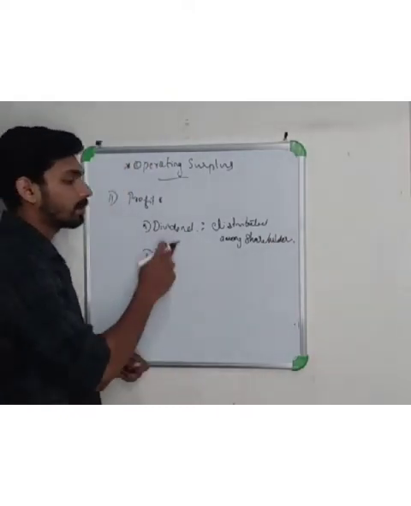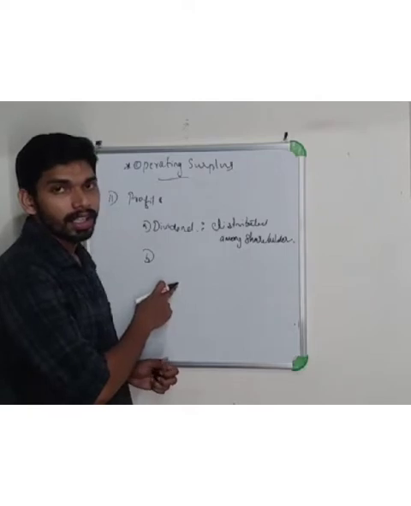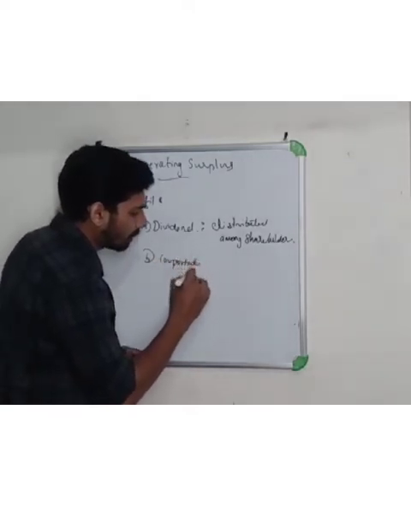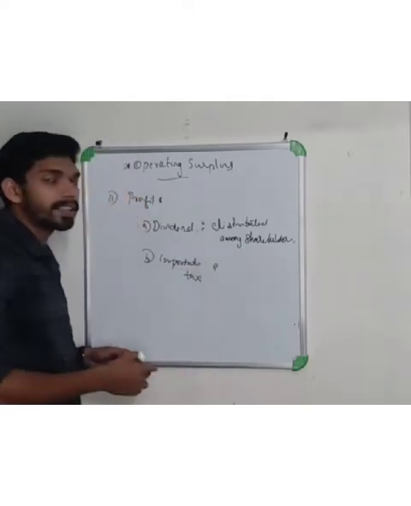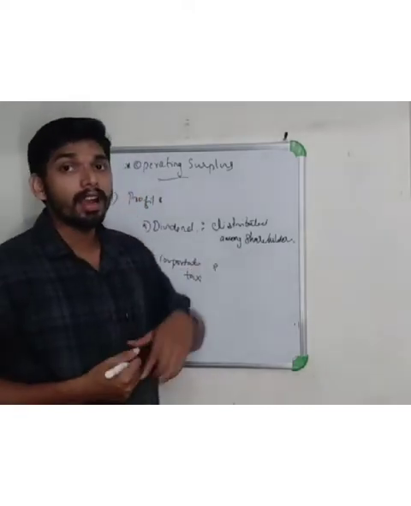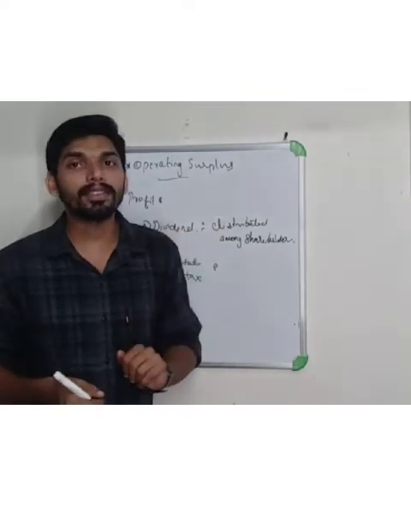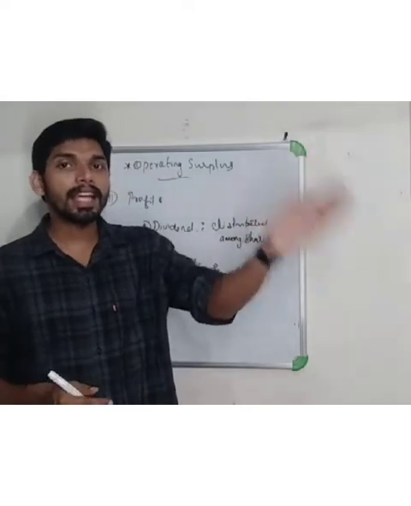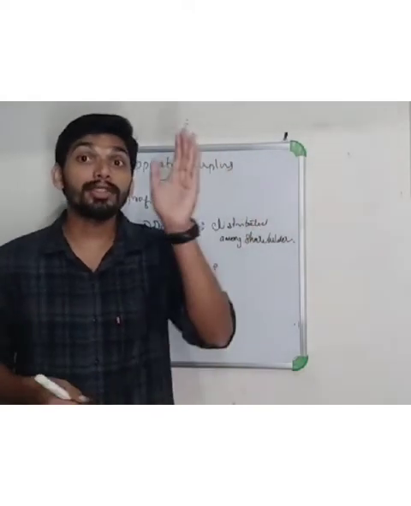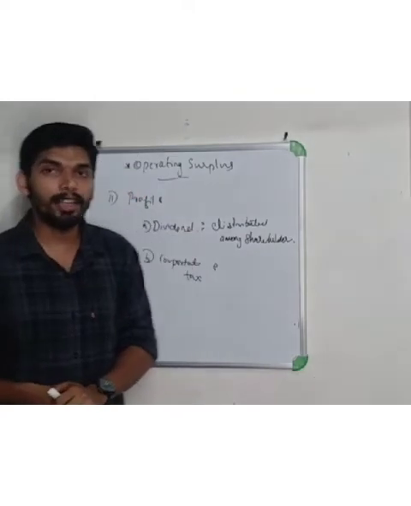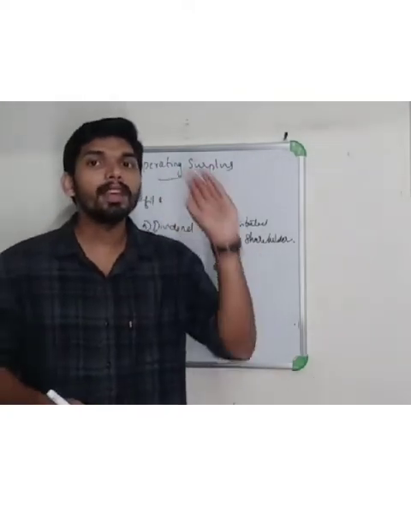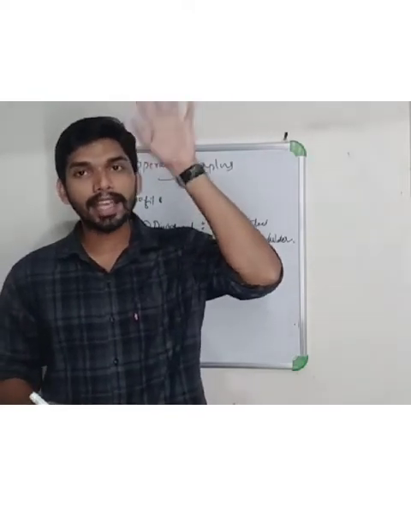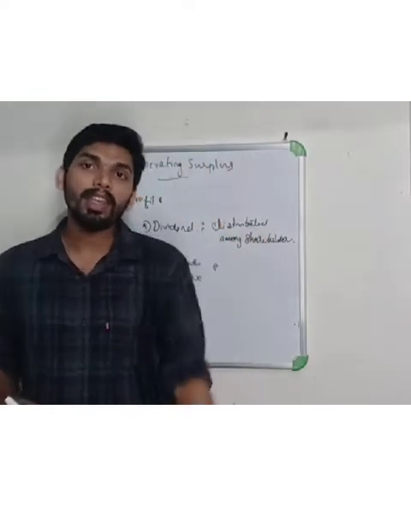The second one is the corporate tax. So what do you mean by corporate tax? Corporate tax is a tax on profits. It is paid to whom? It is paid to the government. Corporate tax is the tax on profits, and it is paid to the government.